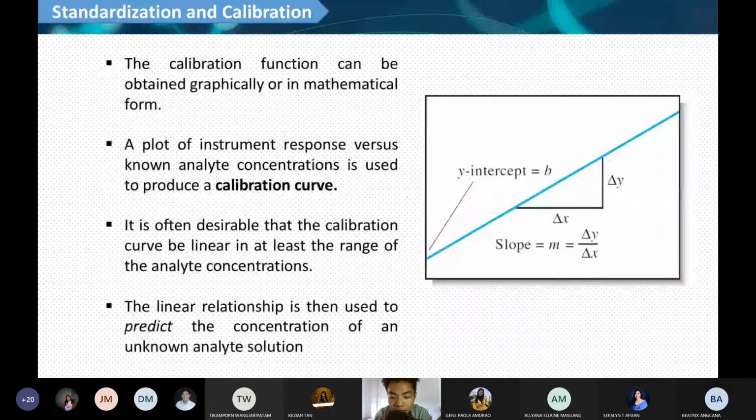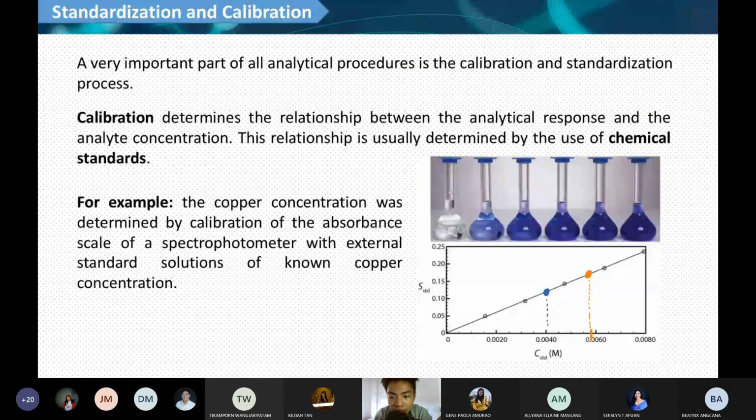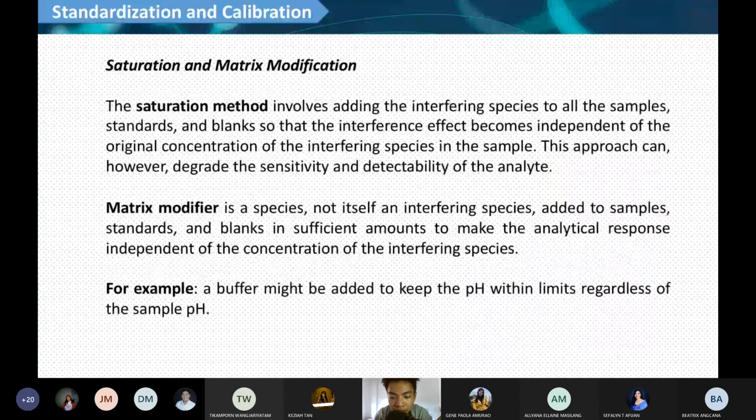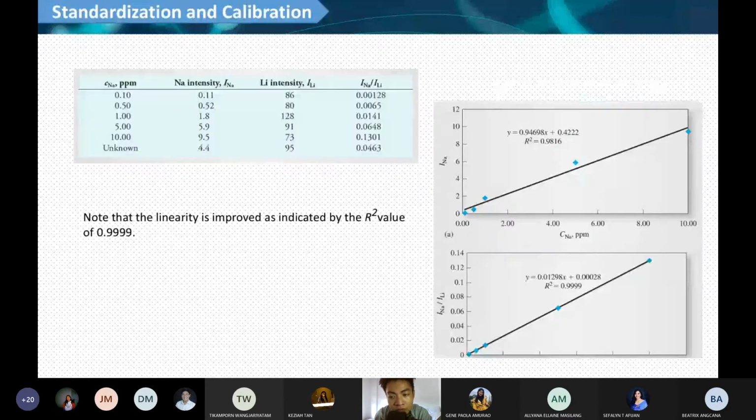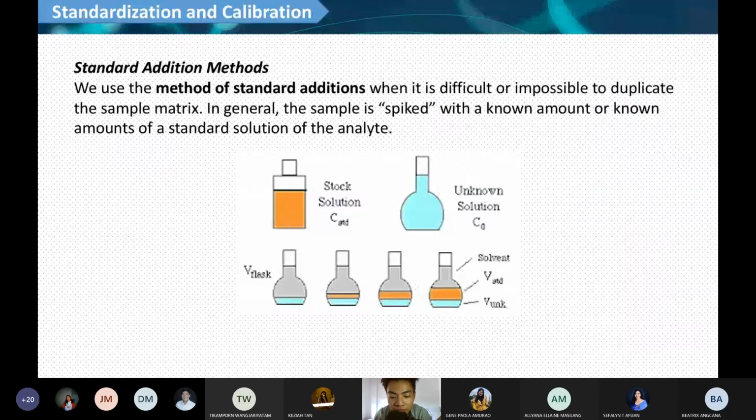For external standard calibration, you make use of the calibration curve. For internal standard methods, you also use a calibration curve. However, for standard addition, you only make use of ratio and proportion for this technique.